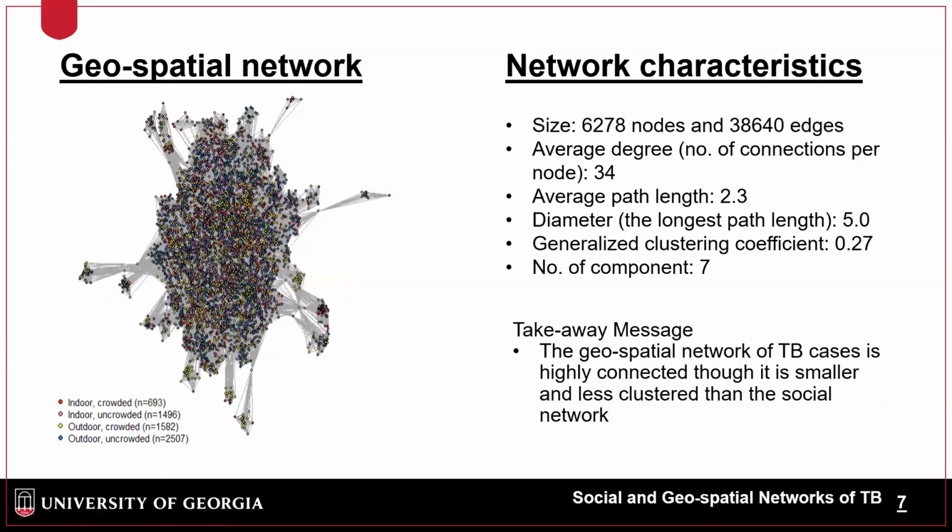The geospatial network of TB cases includes 6,278 nodes and 38,640 connections. Among them, the average degree is 34. The average path length is 2.3 and the diameter is 5. The generalized clustering coefficient is 0.27 and there are 7 components. The take-home message is that the geospatial network of TB cases is highly connected, although it is smaller and less clustered than the social network.